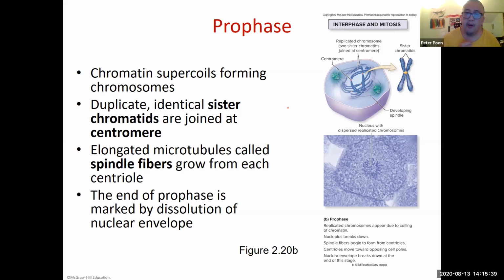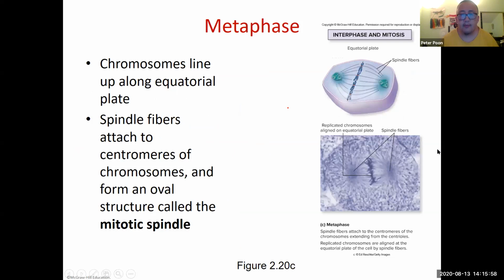At the very end of prophase, you dissolve the nucleus. The job of the nucleus really is to keep the DNA apart from the rest of the cell. But now I need to pull the DNA to opposite ends, so I need to get rid of the nucleus. So no more nucleus by the very end. Metaphase is the easiest thing to recognize. All the chromosomes are in one nice little row. That row is called the metaphase plate or the equatorial plate.